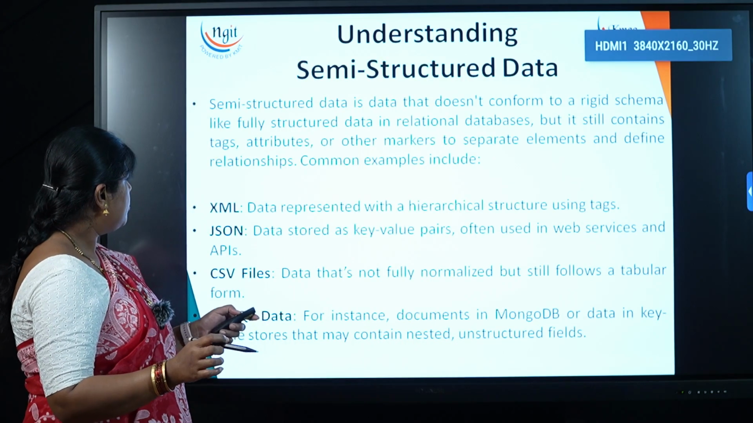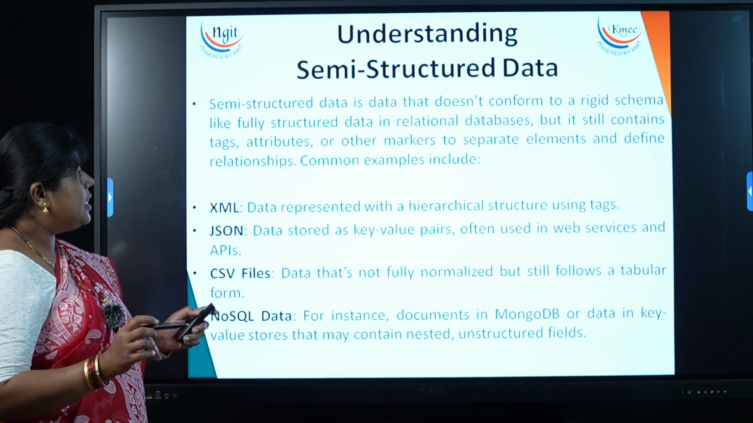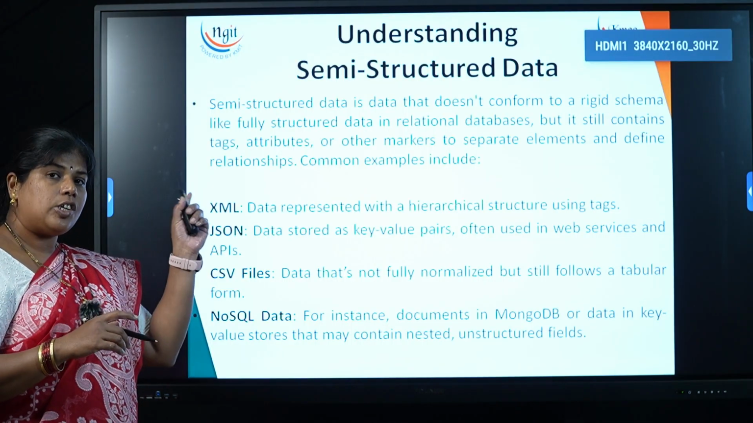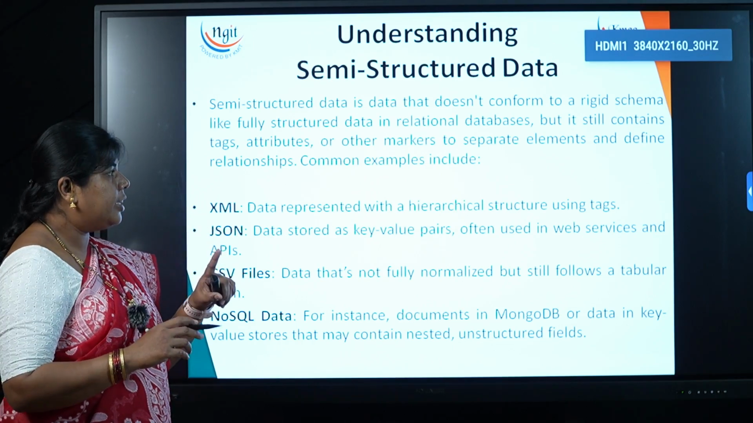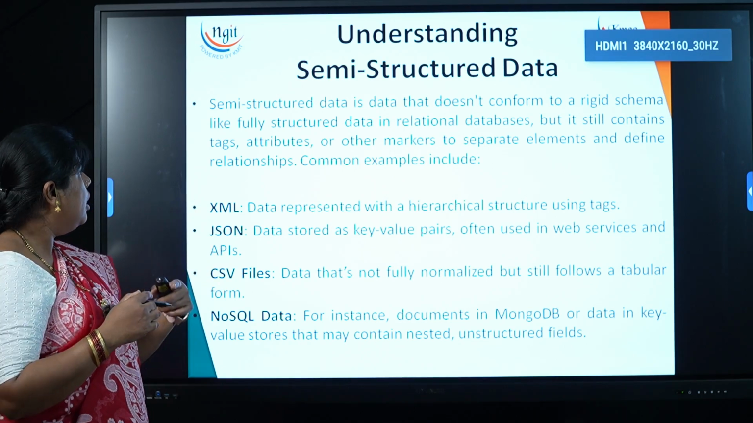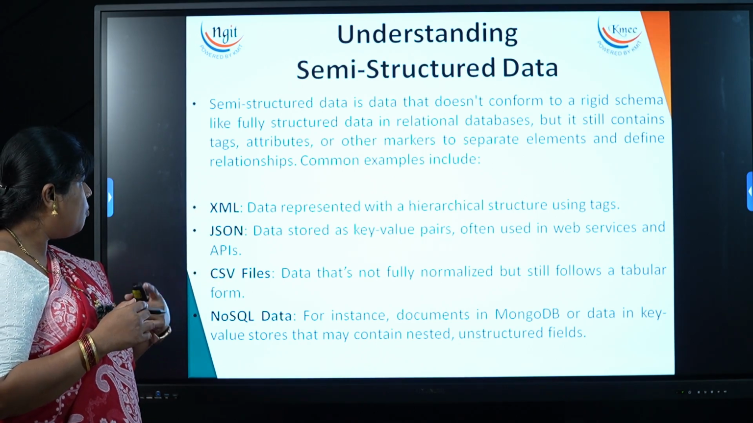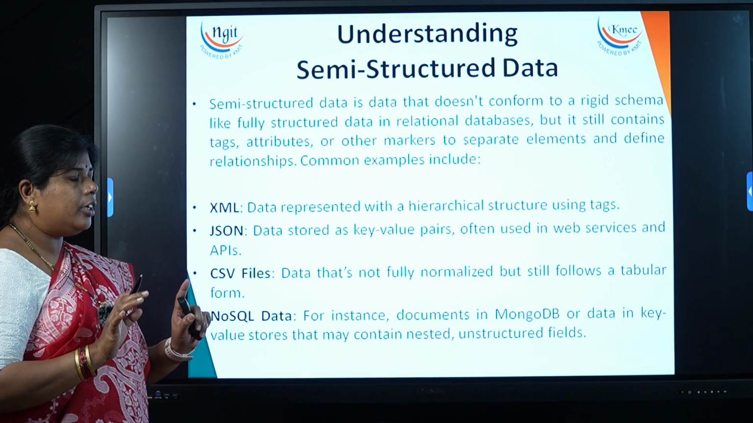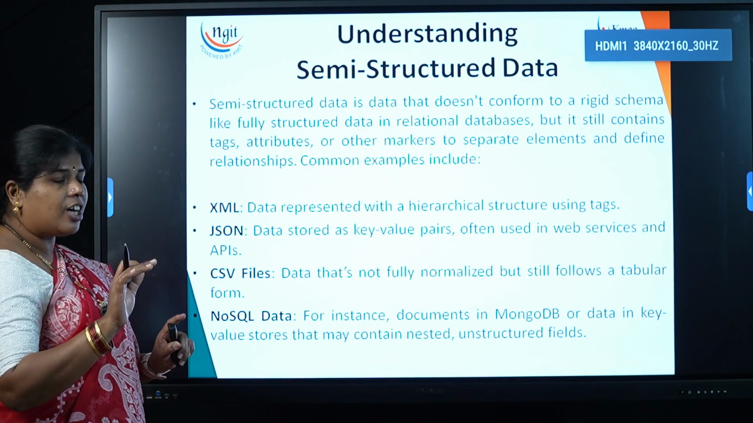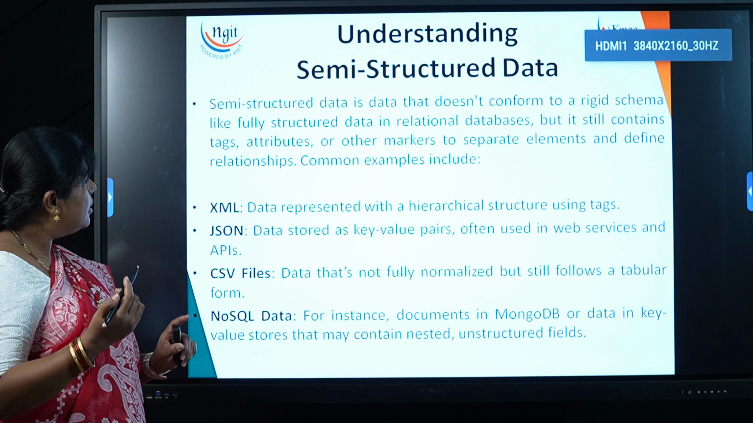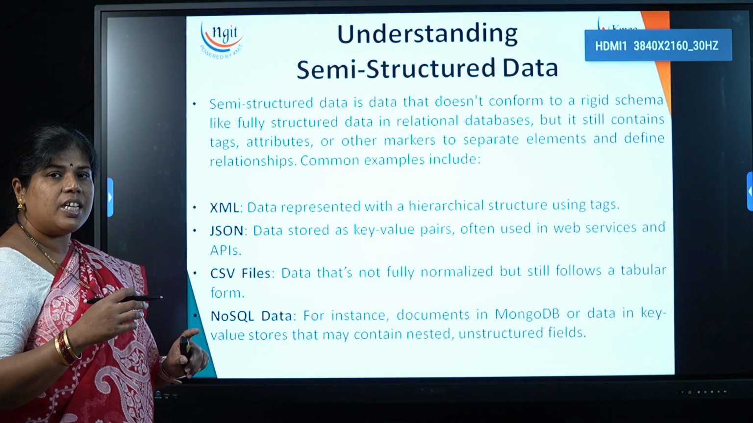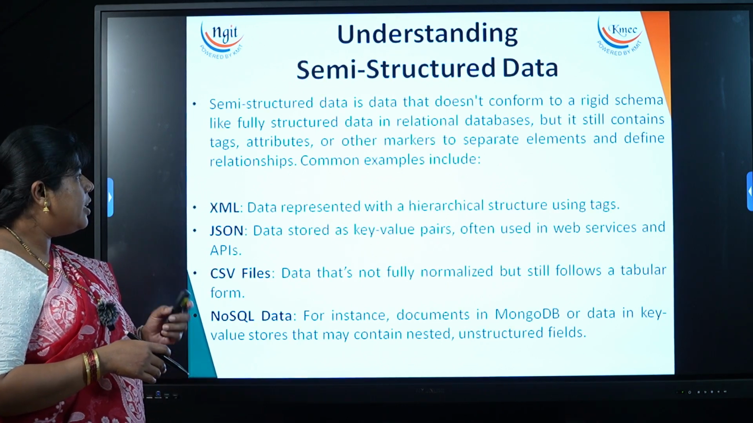Now, semi-structured data is data that does not contain a rigid schema. Okay, initially the table we have seen, in that table everything was given systematically in the form of rows and columns. But here we are not mandatorily using a rigid schema. It is not a fully structured one, but still it contains attributes, markers to separate the elements, as well as being capable of defining the relationships.